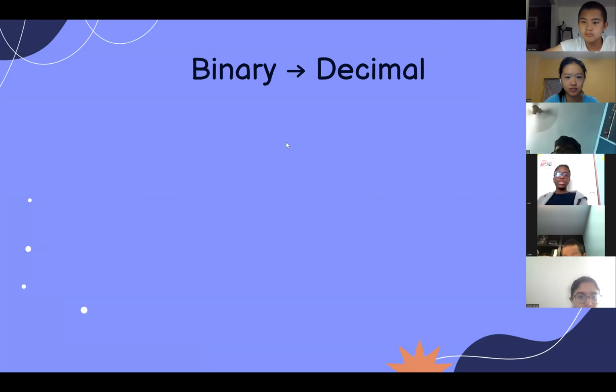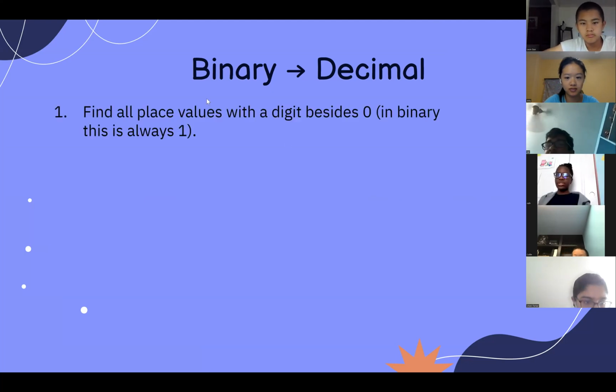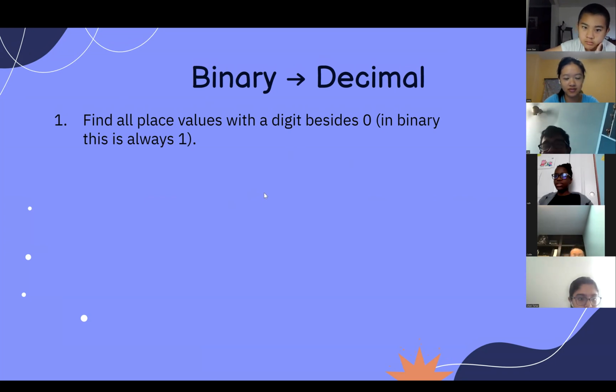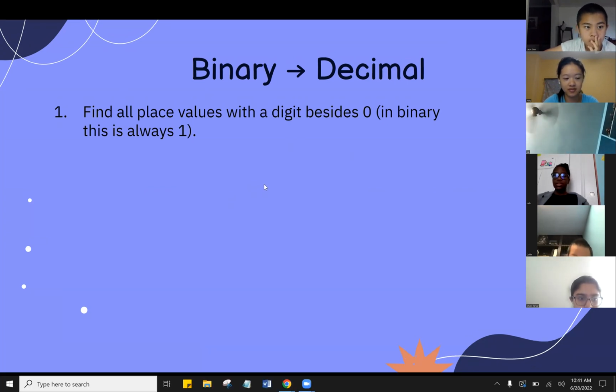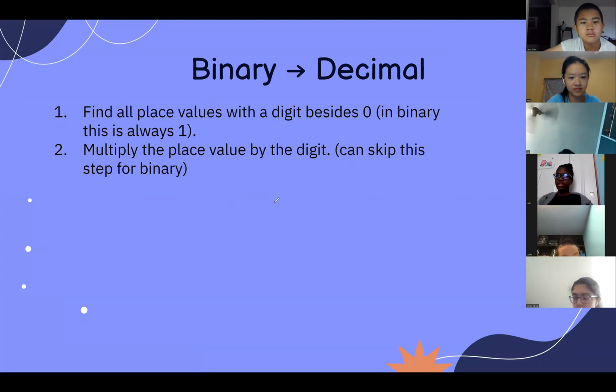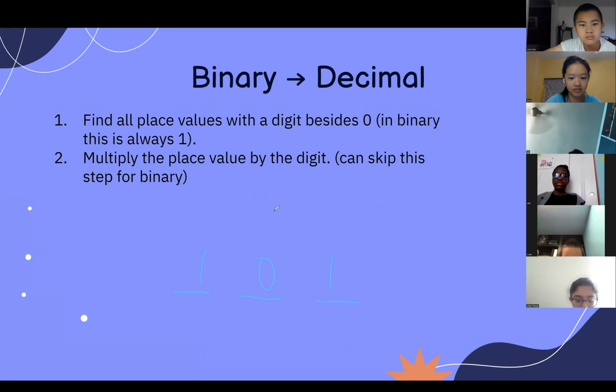Okay, so now we're going to do some converting binary to decimal practice. If you haven't gotten it by now, basically you find all the place values where the digit is not 0. For binary numbers, since you can only have 0 and 1, you find all the place values where the digit is 1, multiply the place value by the digit, and then add up all the place values.